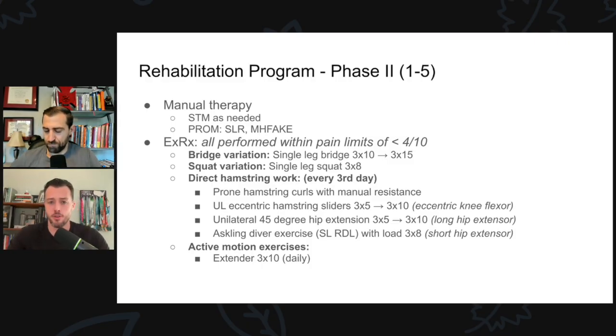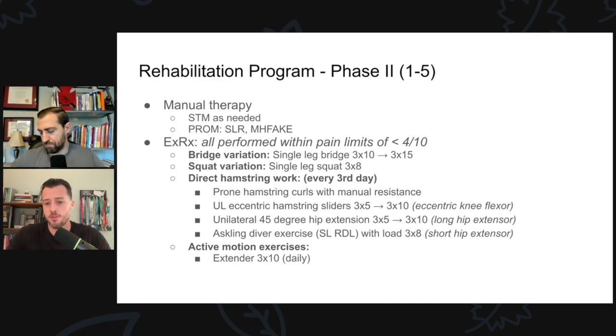For our exercise prescription, we're still using the pain monitoring model. Our bridge variation is progressing from a double leg bridge to a single leg bridge. And here we can go up in weight. We can go up in repetitions as they get better at it. Our squat variation, we could progress from a bilateral squat to a single leg squat, just working on a little more deficits on one side versus the other.